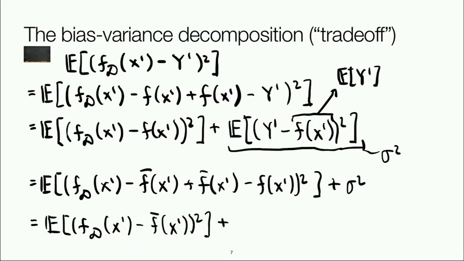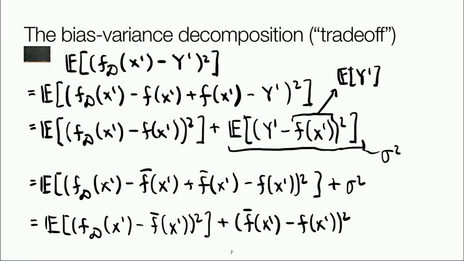Plus f bar of x prime minus f of x prime, squared. You'll notice that I didn't put an expectation around that thing. Why did I not put an expectation around it? It's because there are no random variables in there whatsoever, right? There's no D, there's no y prime. There's nothing random about this second expression, right?